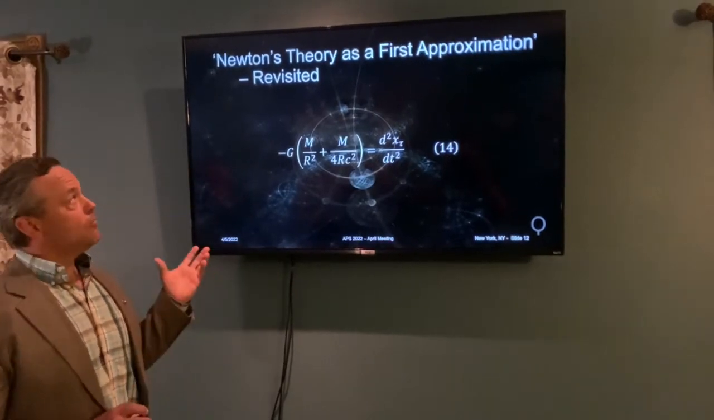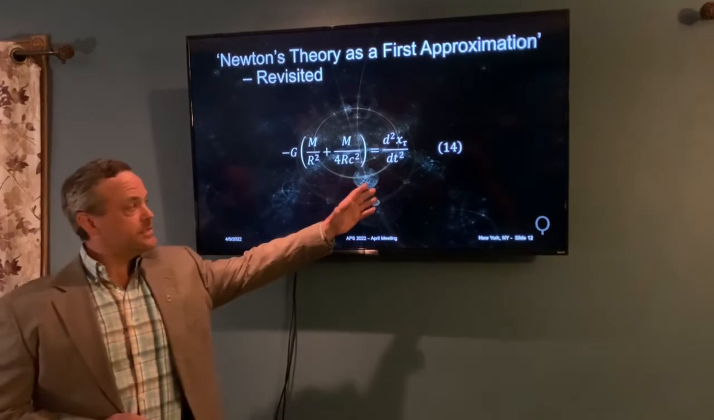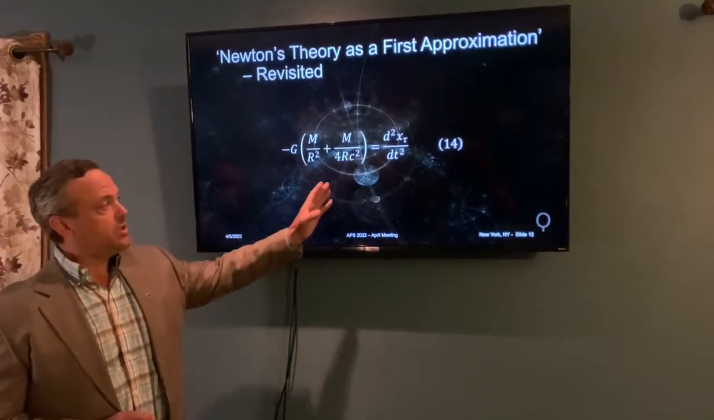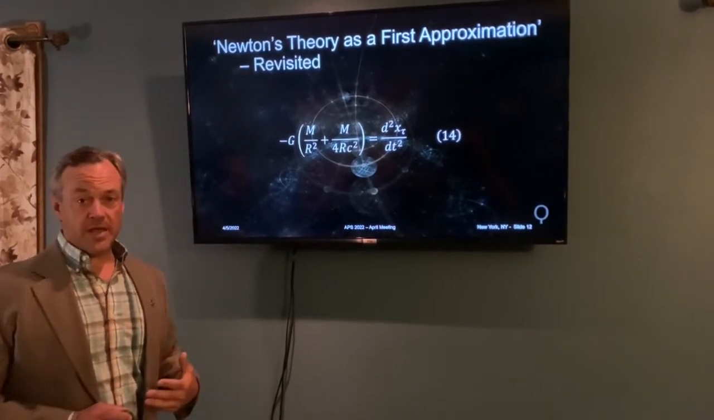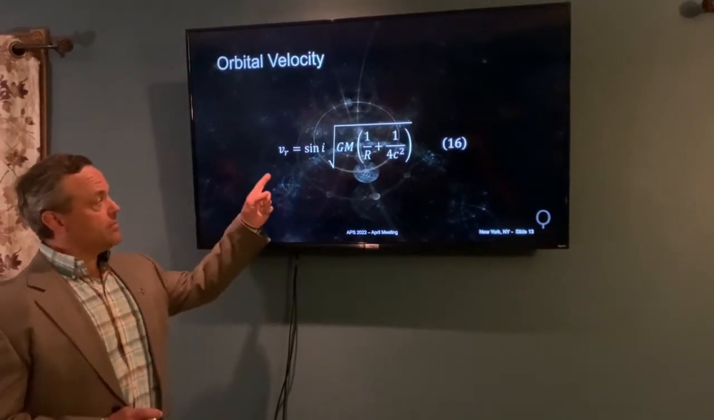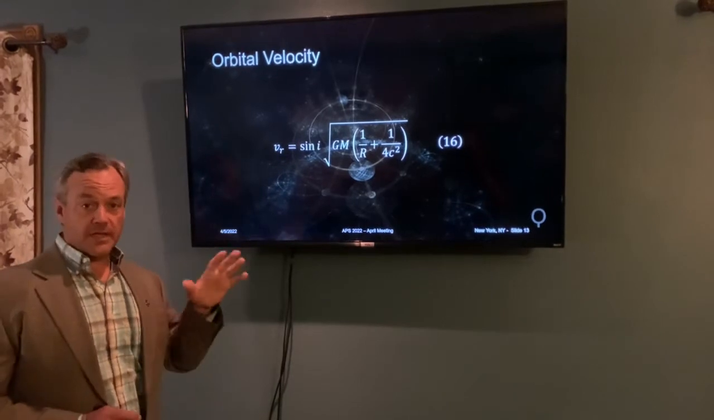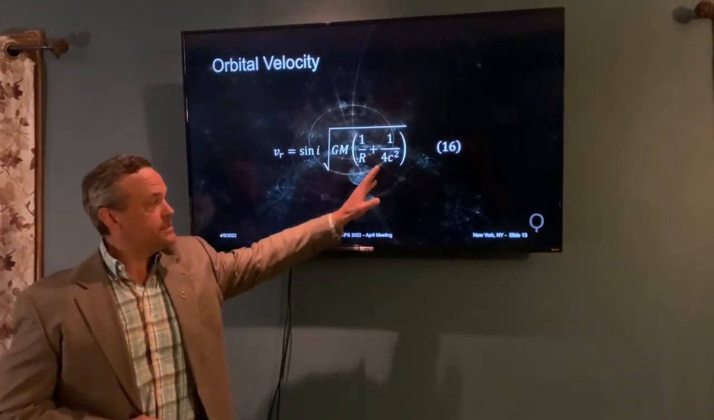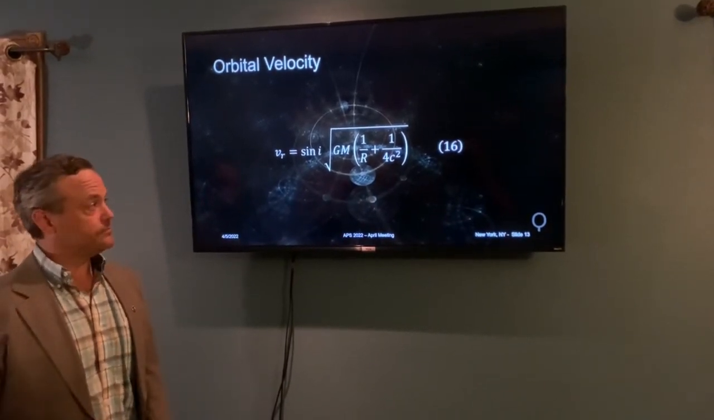Well, when we redo Newton's theory as a first approximation, we get gravitational acceleration is equal to, this is basically Newton's gravity, plus this extra term, which is frame independent and non-dimensional. Crazy. We can also write the velocity of stars going around a galaxy equals the sine of the inclination angle times, this is Newton's gravity again, and this is the extra term, which is non-dimensional, comes from surface tension.